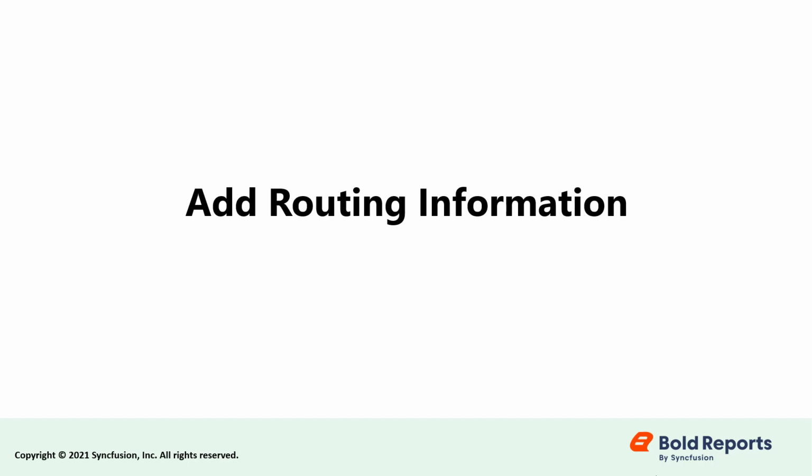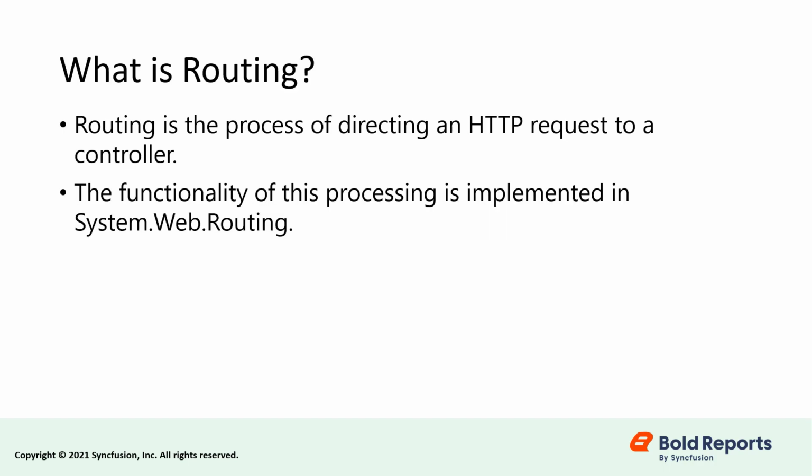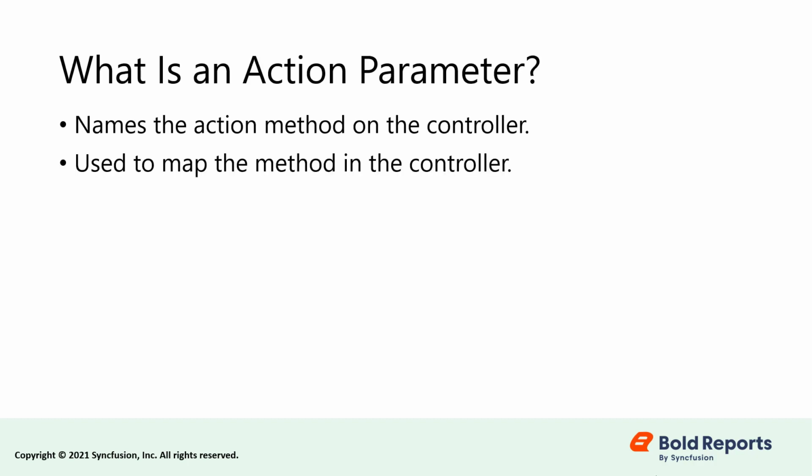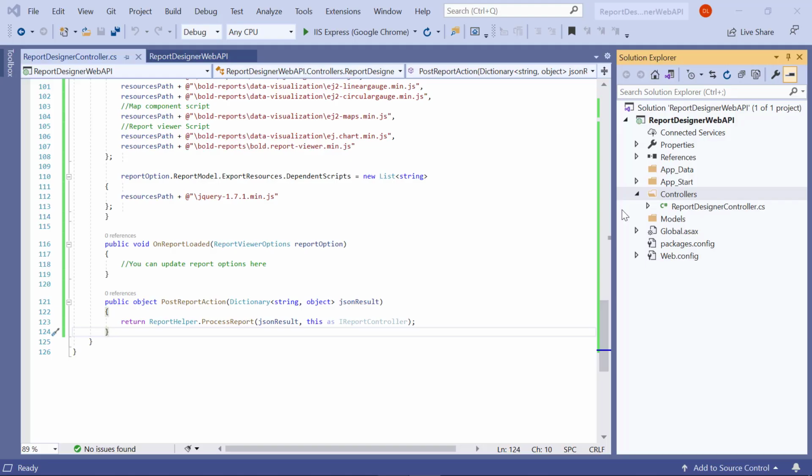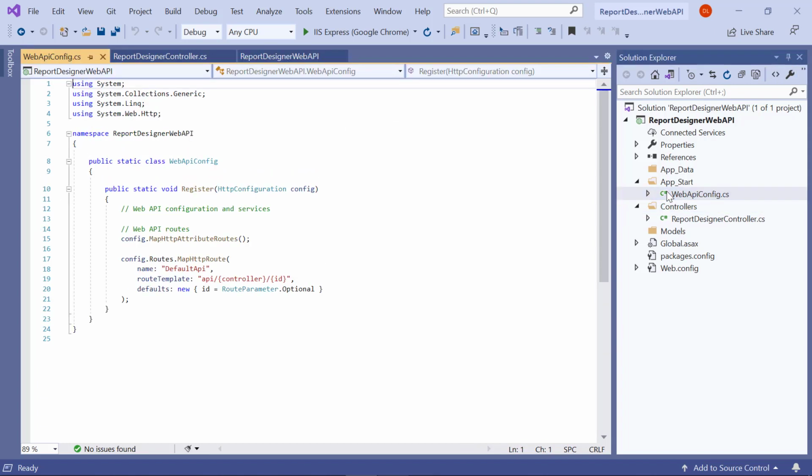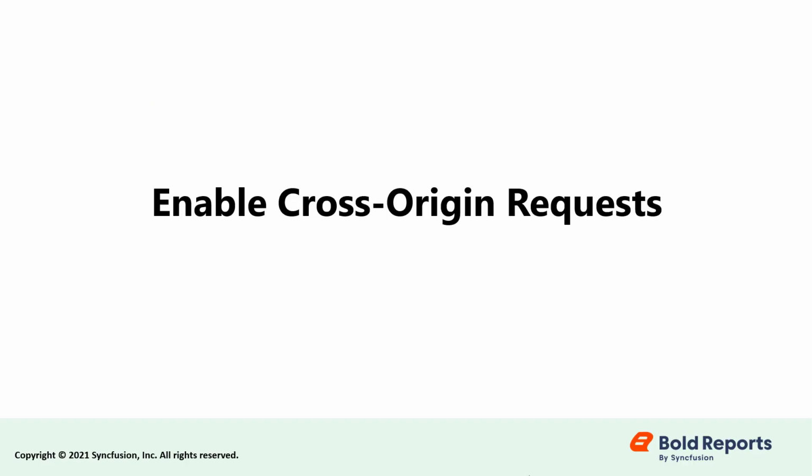Now let's add routing information. Routing is the process of directing an HTTP request to a controller, and the functionality of this processing is implemented in System.Web.Routing. The action parameter names the action method on the controller, which is used to map the method in the controller. To include an action name in the URI, open the WebApiConfig.cs file from the App_Start folder and change the route template in the Register method.